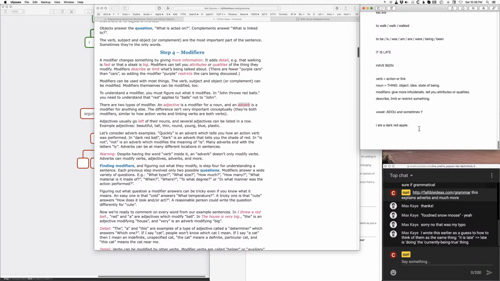Wait. Is "a" a modifier? Yes. It is a modifier for apple. It gives us information about apple. Like "a apple" and "the apple" are slightly different things. You intuitively understand the difference between them. With "a apple," it doesn't really matter, but with "the apple," it might have more importance.